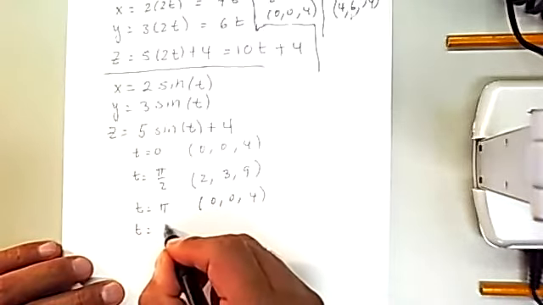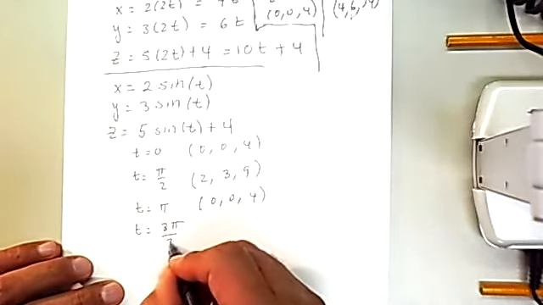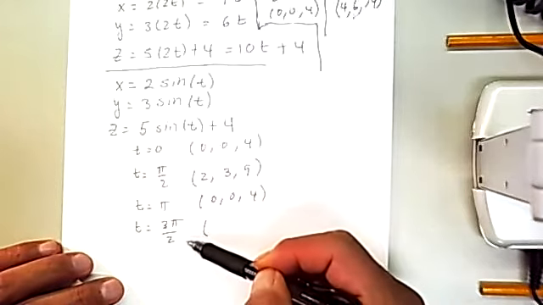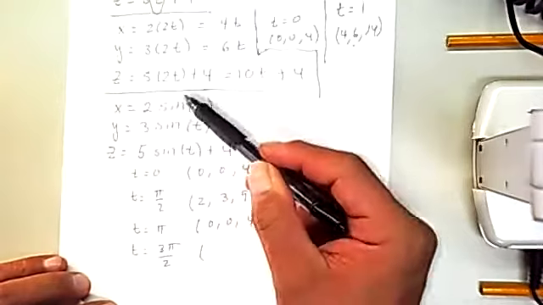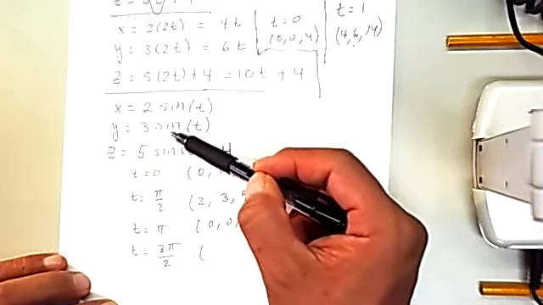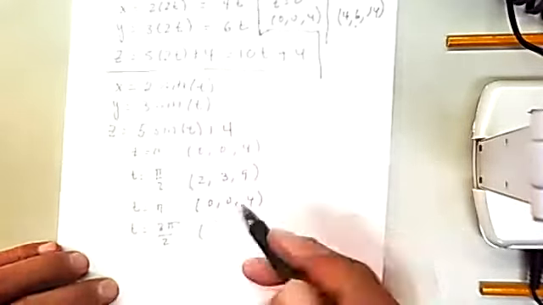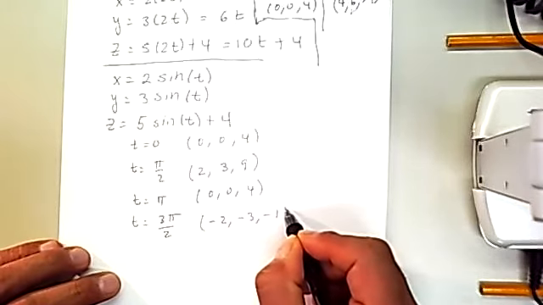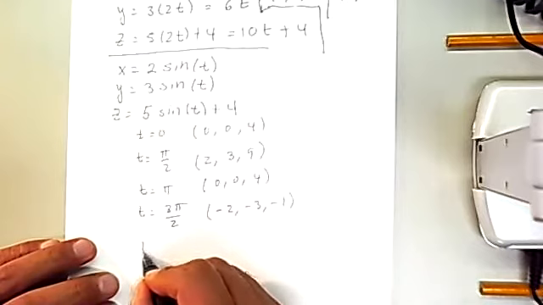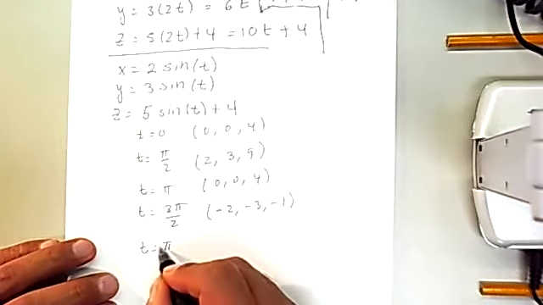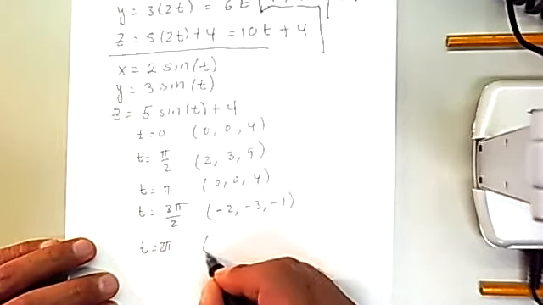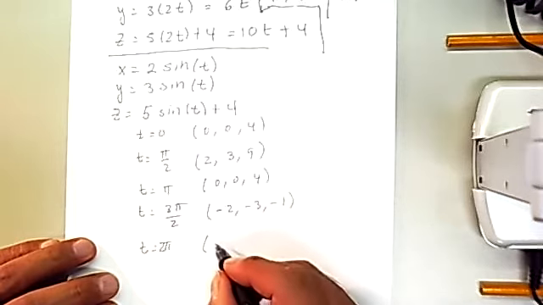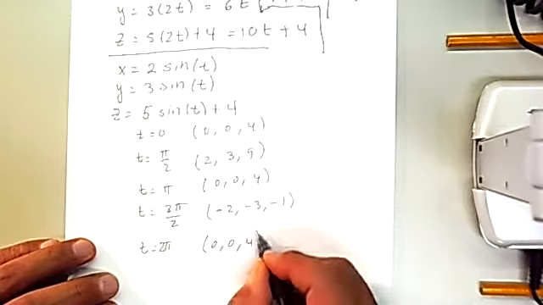When t is equal to 3 pi over 2, the sine of 3 pi over 2 will be -1, so now we are at -2, -3, -1. And then when t is equal to 2 pi, we go back to 0, 0, 4.